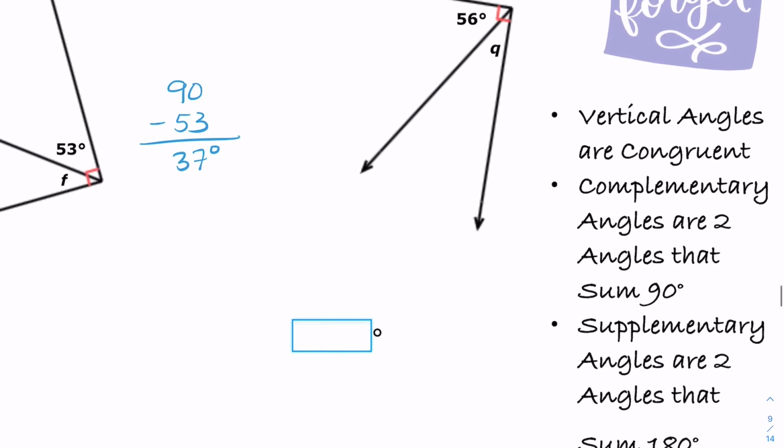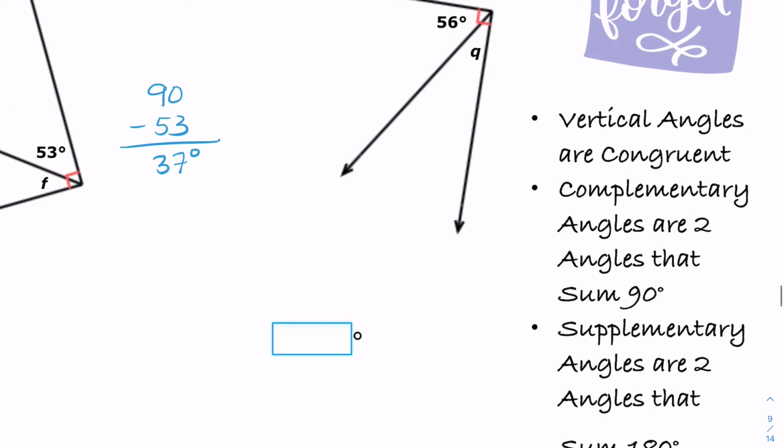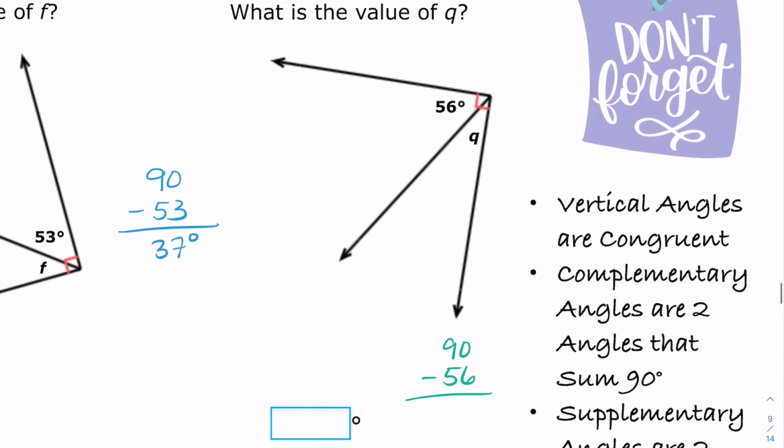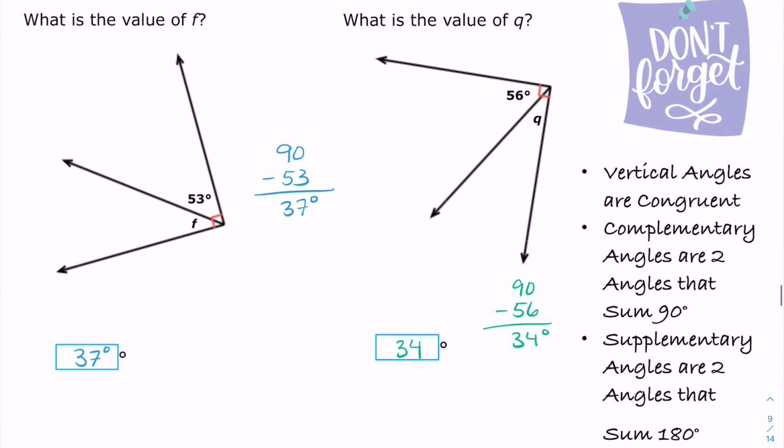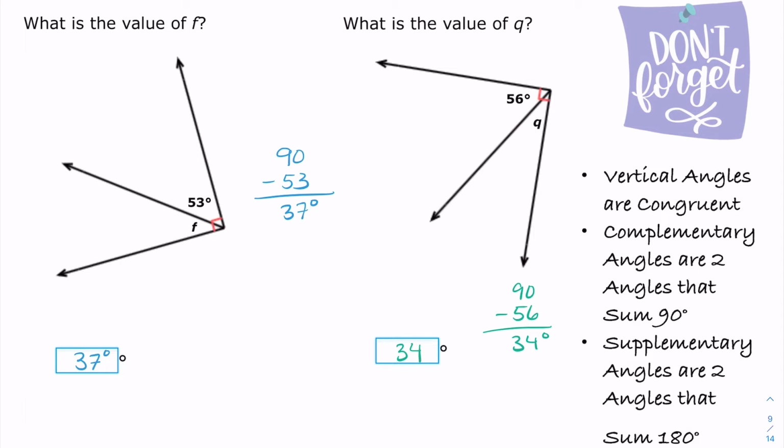Okay, the next one, this one's 56. So we're going to do 90 take away 56, and that will give me 34 degrees. So this one's similar to the first one, so it's 34 degrees.